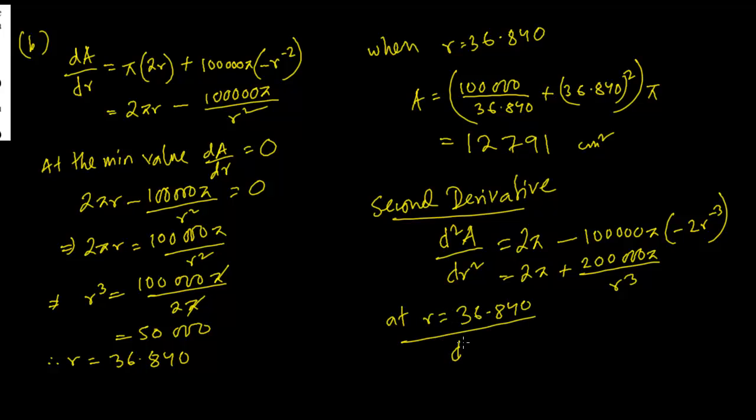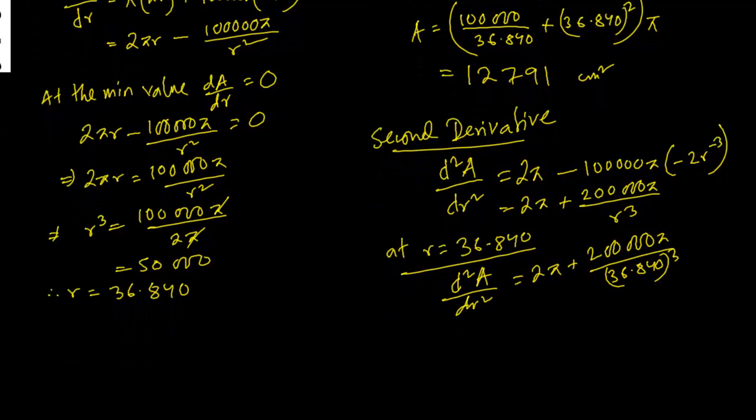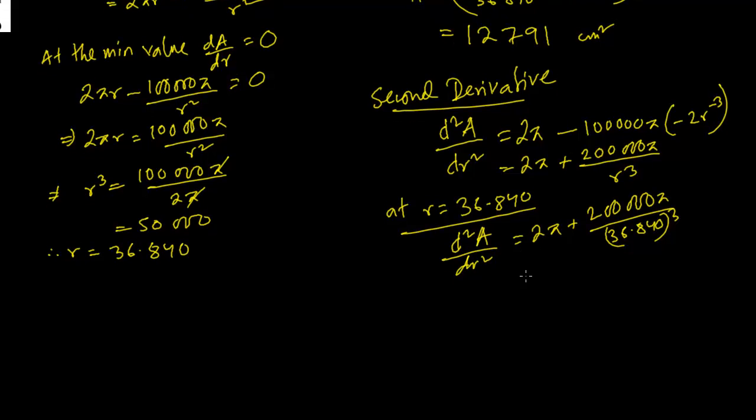So at r equals 36.840, the value of d2A by dr squared would be 2 pi plus 200,000 pi divided by 36.840 cubed. We don't have to find this calculation. It is obvious from here that it is going to be something positive. So let me just write this down as positive. Then you write down the rule. Since d2A by dr squared is greater than 0, it is minimum.